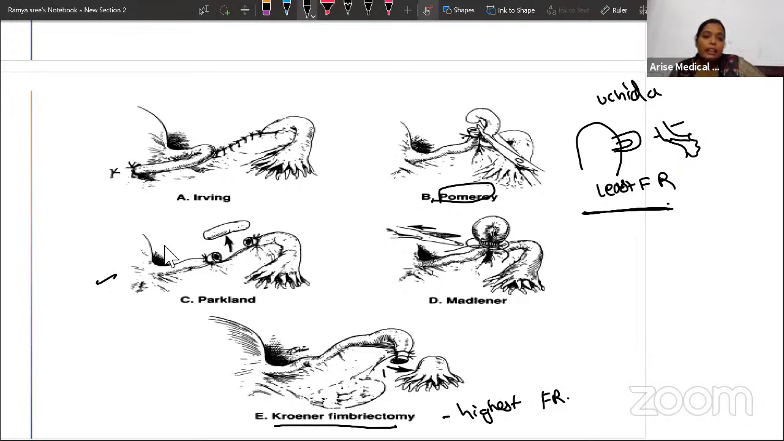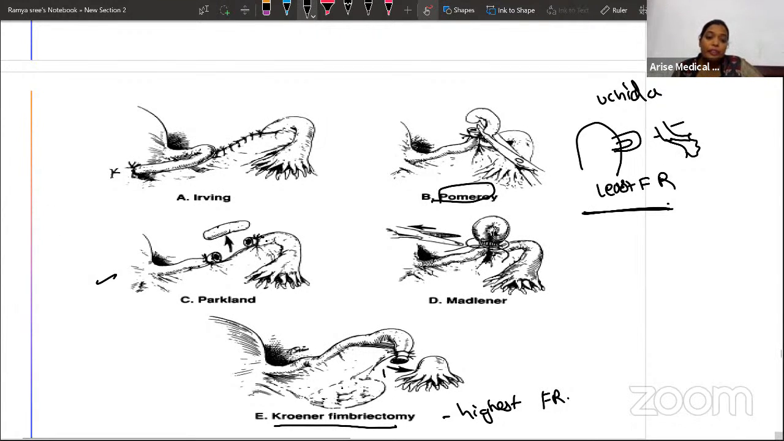Next, Parkland. In Parkland, you remove the middle piece and you leave the two edges. In Parkland, you leave the middle piece and you tie at both edges. In Madlener, you make a loop, cut the loop, and you crush at the base. He's mad, that's why he's crushing at the base. Madlener also has a good amount of failure rate.